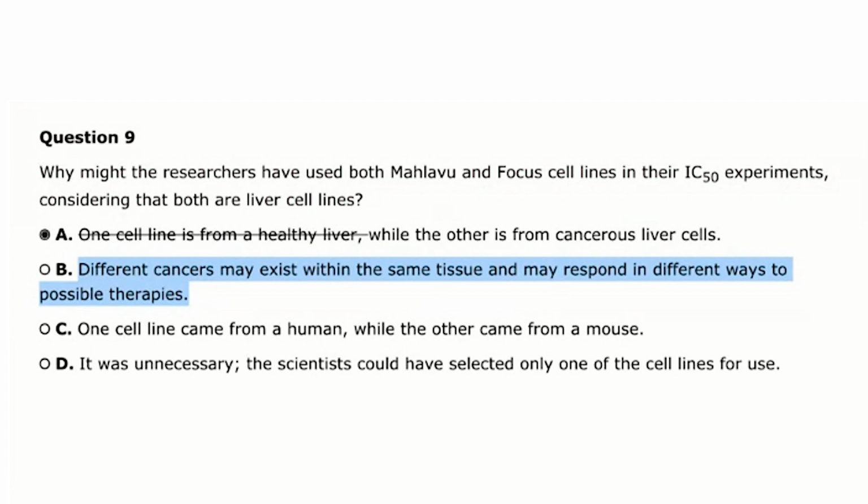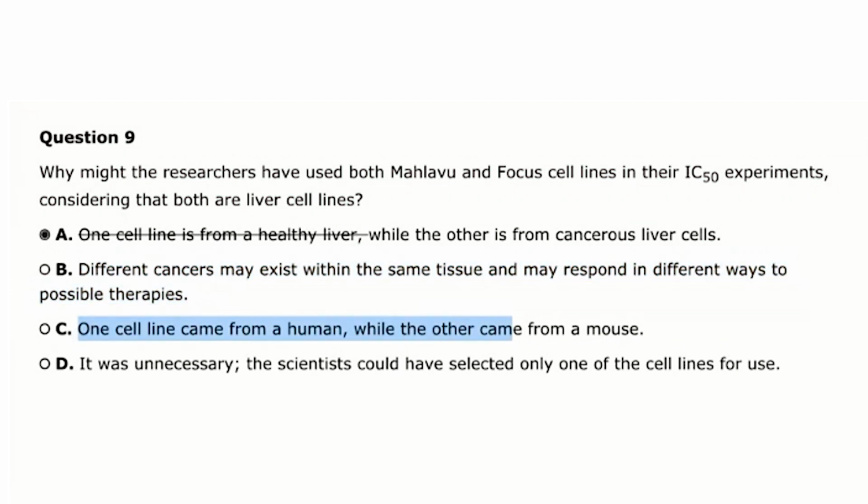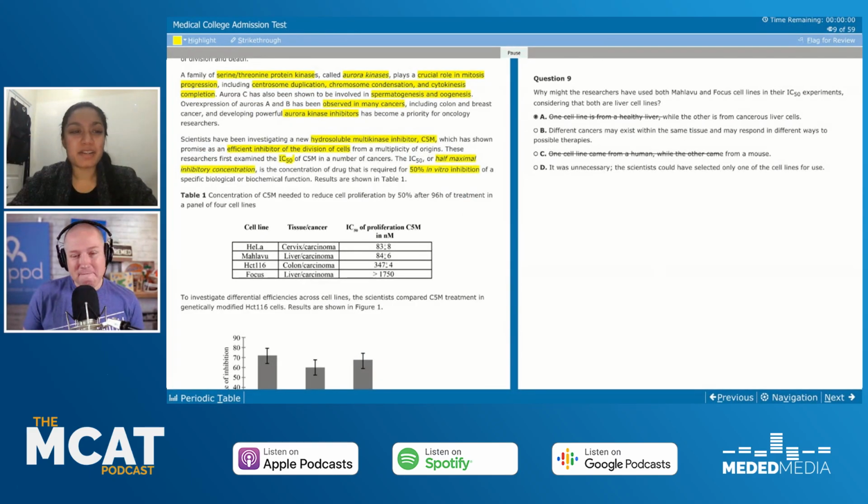Okay. And then the last is saying it was unnecessary. Scientists could have selected only one of the cell lines for use. And that's tempting because we love to say things are unnecessary or we don't have enough information. But I noticed that there's actually a big difference between my two liver lines. And so if they had just used one, they might have come to a completely different conclusion than if they had used the other. So I actually do think it was necessary to see the difference between how two different liver cancers respond to this C5M treatment. So I don't think it was unnecessary. I think there's a difference and it matters.